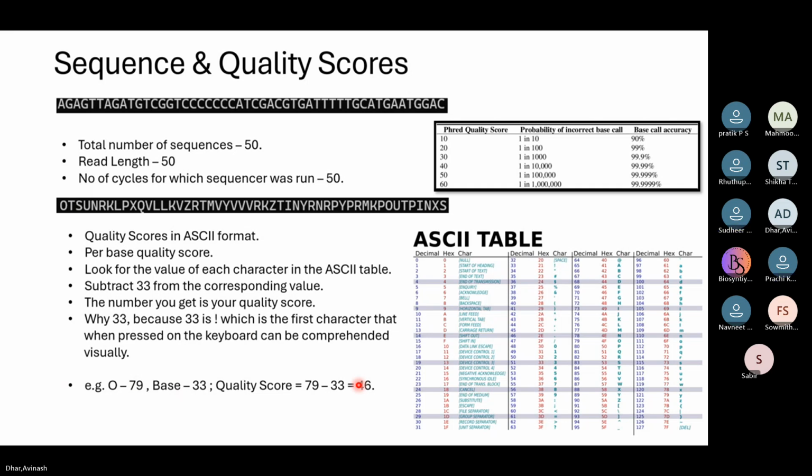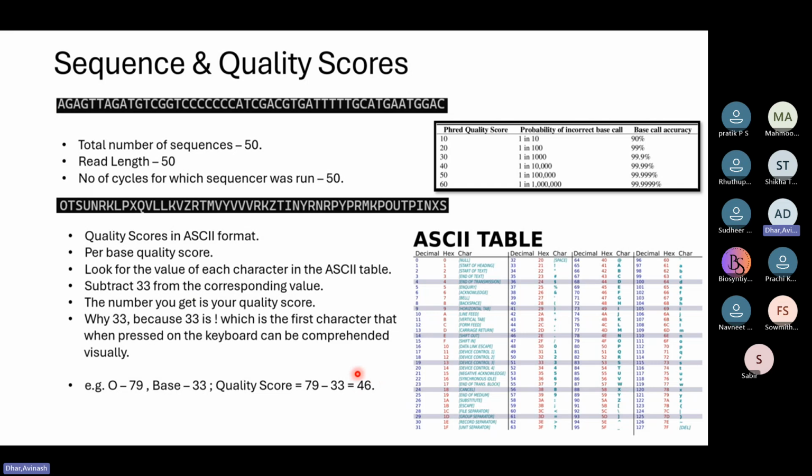Yes, sir. What about the rest? Is it clear to everyone? Yes, sir. Okay. So quickly, for the base A, the quality score character is capital O. Remember, small and capital mean different here. I look into the table, the value of O is 79. I subtract 33 from it, and my quality score is 46. Now, this is the real quality score.